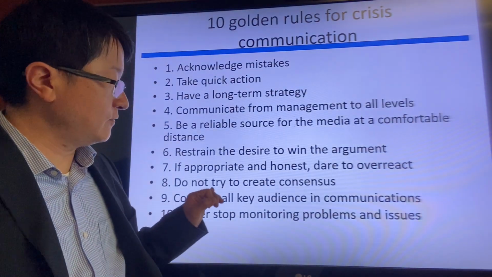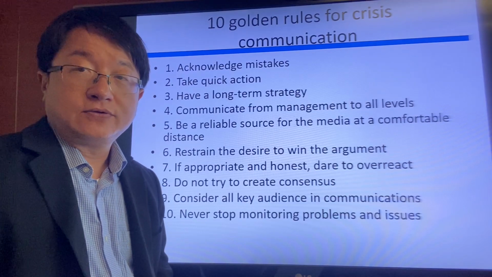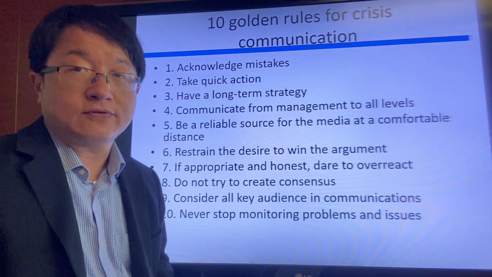And number 8 is do not try to create consensus. You may not need to create consensus with your stakeholders.